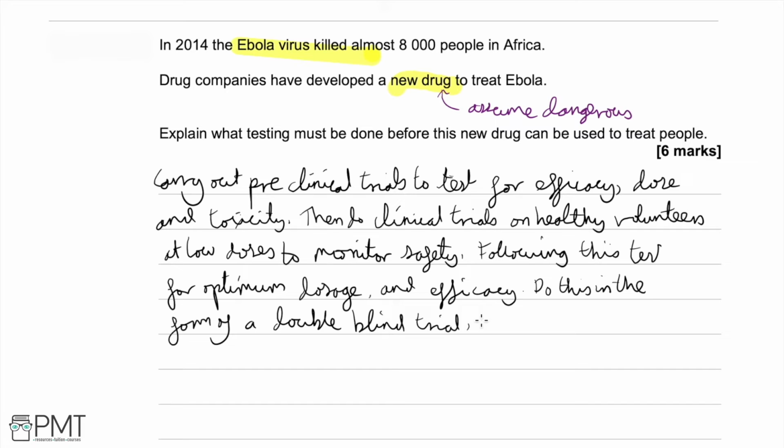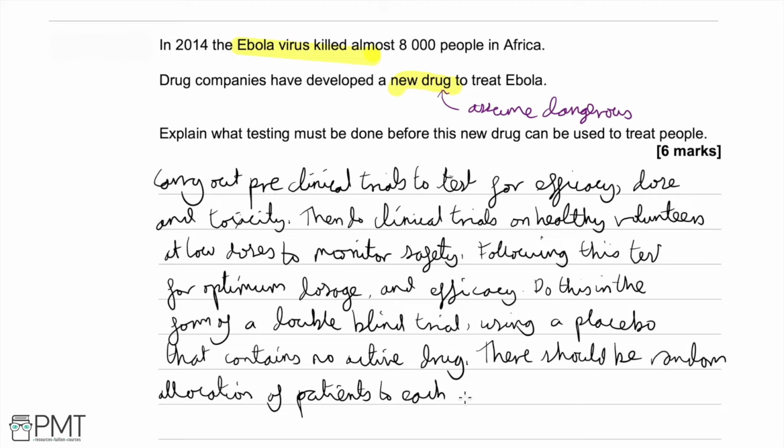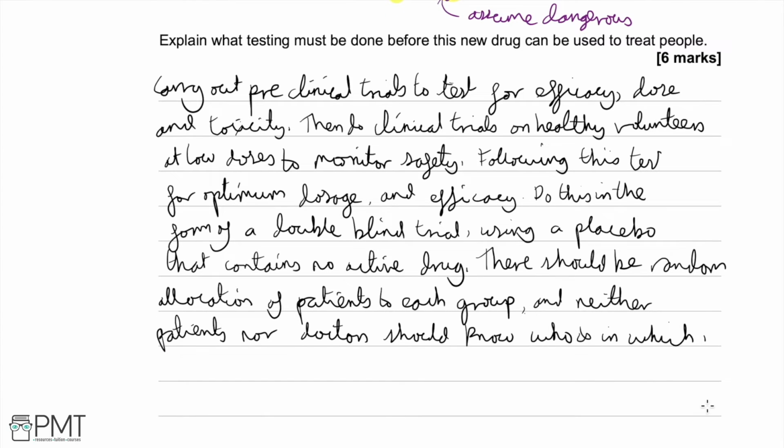So, we need to describe a little bit about what this double-blind trial is so that we can get some more marks. So we're going to say that this uses a placebo that contains no active drug, and we're also going to talk a little bit about the scientific method. So there should be random allocation of participants to either group. Now we want to also mention the blind aspect of the trial. That is, that neither the patients nor the doctors should know who is in which.